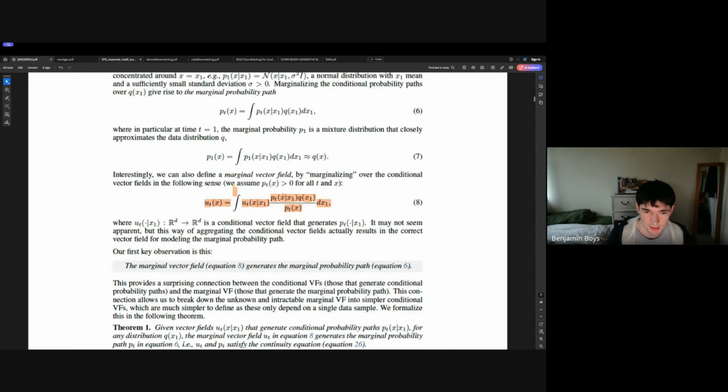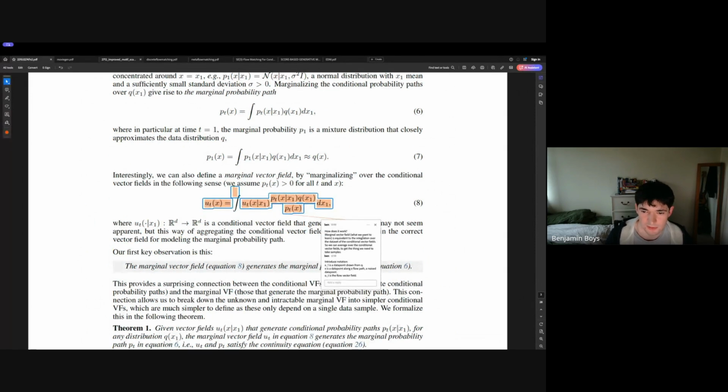So how does it work? You've got the marginal vector field, which is U, which is the thing that's going to guide our samples. And that's what we want to learn. And this, what we want to learn on the left-hand side, is equivalent to this on the right-hand side, which is an integration over the data set Q of conditional vector fields, U of X conditioned on the sample from the data set. So what this is saying is that we can average over conditional vector fields to get the thing we need to take samples of.